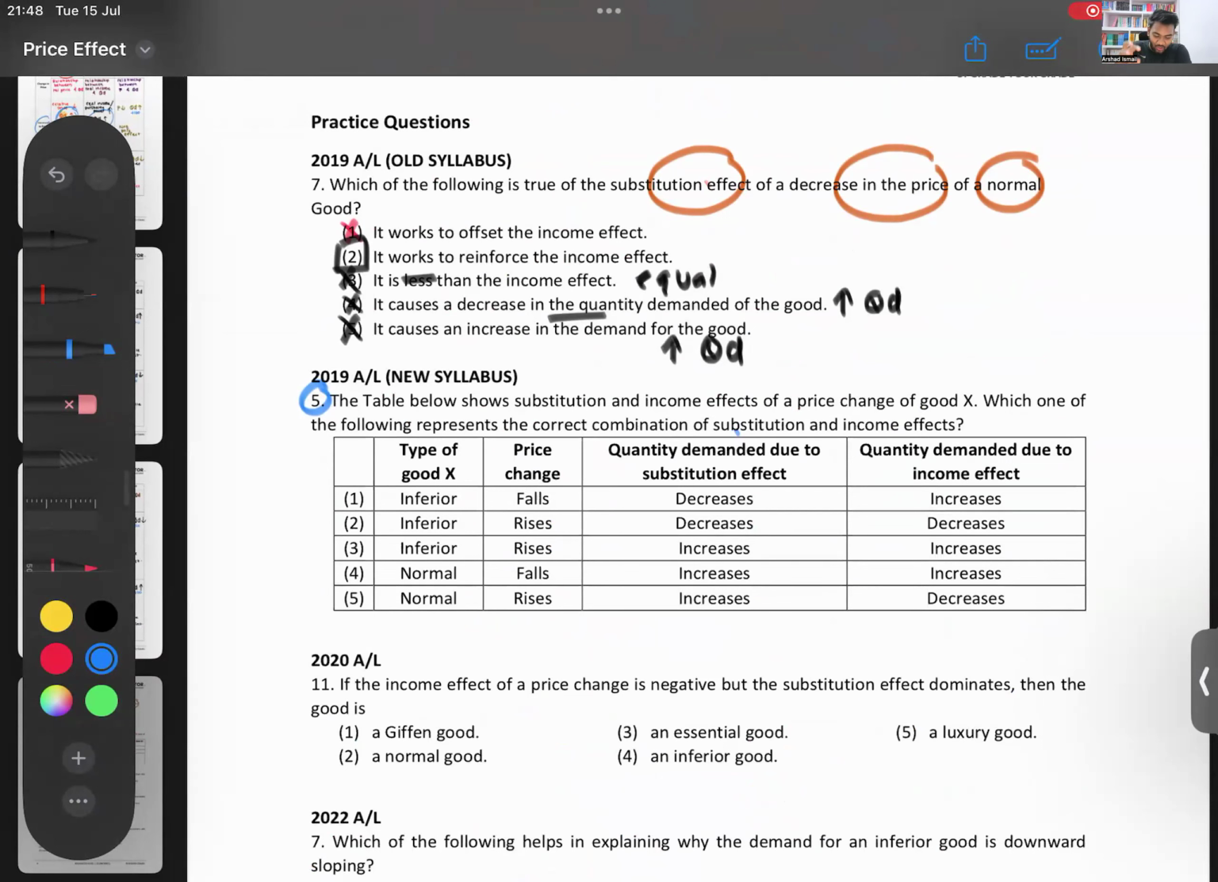Inferior good. These are all the boxes we have. Each of these is one box. Inferior price fall. What happens to QD based on the substitution effect? Does the QD increase or decrease? Then what happens to the income effect? See if you can figure that out. I'll give you 30 more seconds.